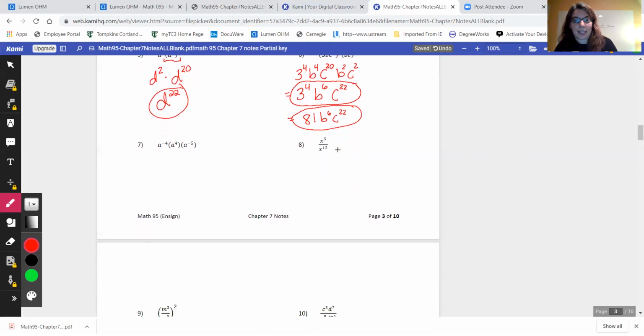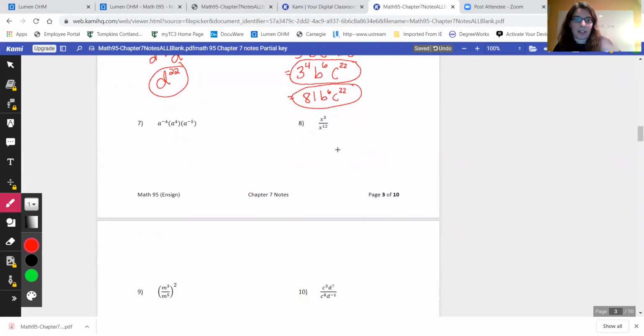Okay, let's go ahead and take a look at the next one, number 7. So here I have 3 different exponential expressions. They're all just being multiplied. Nothing is being raised to a power. So we're just going to think about this as being the product rule, okay? So I can just add these. We're going to look at this a couple different ways, but first I can just add the exponents. -4 plus 4 is 0. 0 plus -5 is -5. So a to the -5th, which is the same as 1 over a to the 5th.